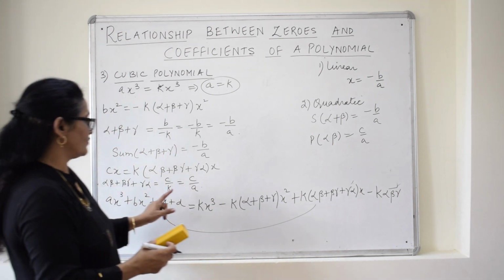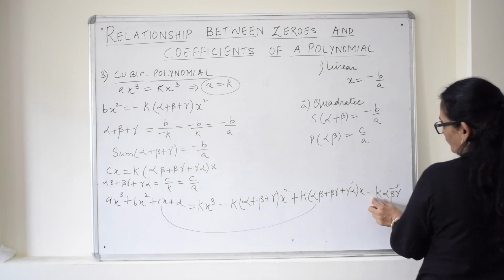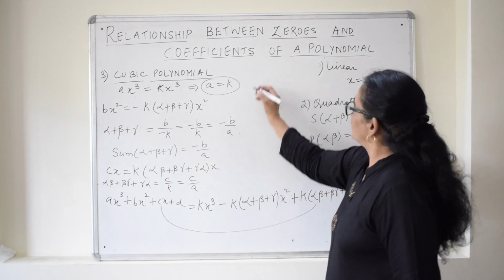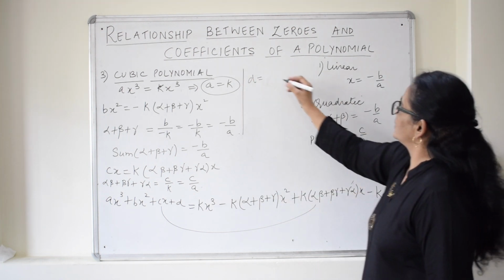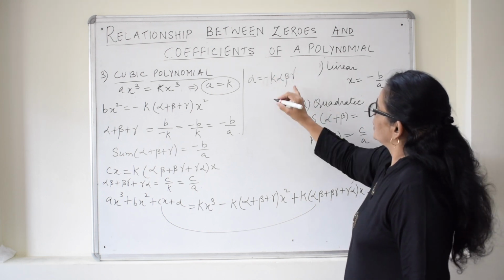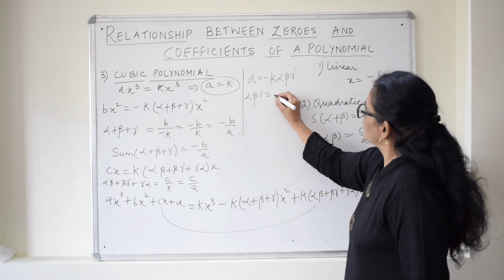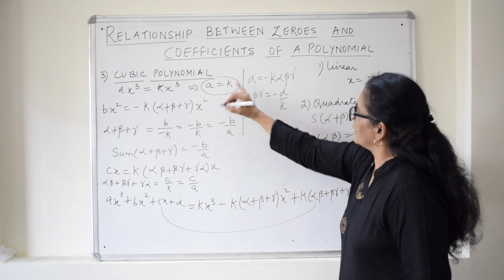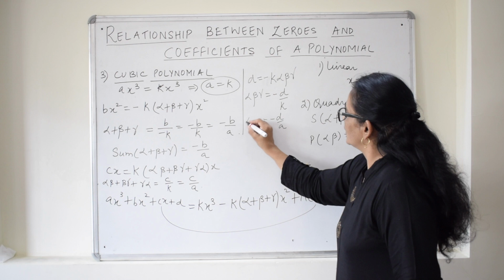Now the last is left out, that is d is equal to minus of k into alpha beta gamma. So if we equate, d is equal to minus k alpha beta gamma. So alpha beta gamma, the product of the zeros, is equal to minus d upon k, and k is a. So that is minus d upon a.